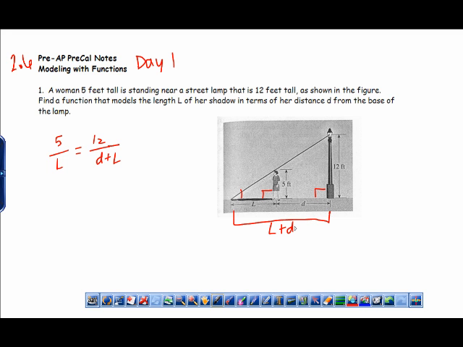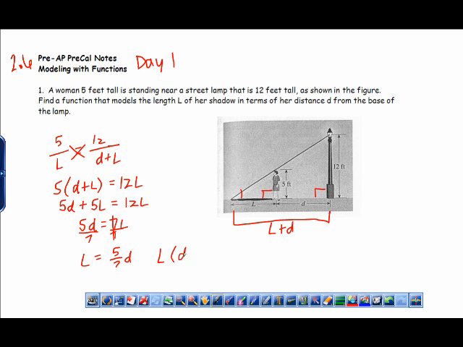Now we're trying to solve for L. This now just becomes algebra work. So maybe you're thinking of cross multiply. It's not a bad idea. 5 times D plus L equals 12L. And if I distribute, 5D plus 5L equals 12L. Let's think about subtracting that 5L over so I can get my L's on one side. Now, sometimes we have to factor, but on this one we really didn't need to. Now, if I'm solving for L, I would now want to divide by 7. So if I divide both sides by 7, I get that L is equal to 5 over 7 D.